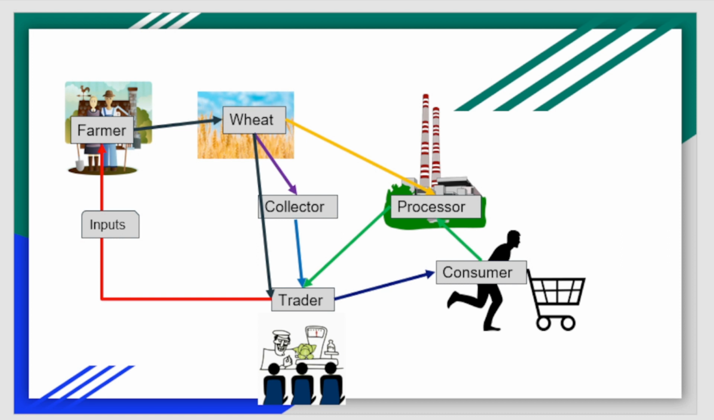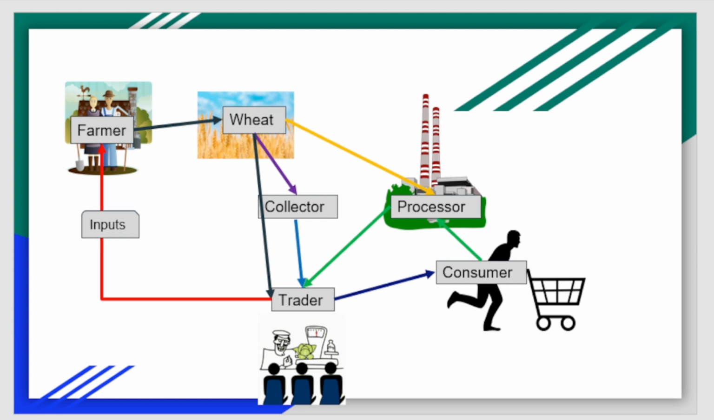For simplicity, this is a very simplified version of the value chain. Here is a farmer who needs inputs, and the inputs can be purchased from the traders. This is called the backward linkage. After getting inputs, the farmers will produce their agricultural produce. In our case, for simplicity, we are just taking one commodity, that is wheat.